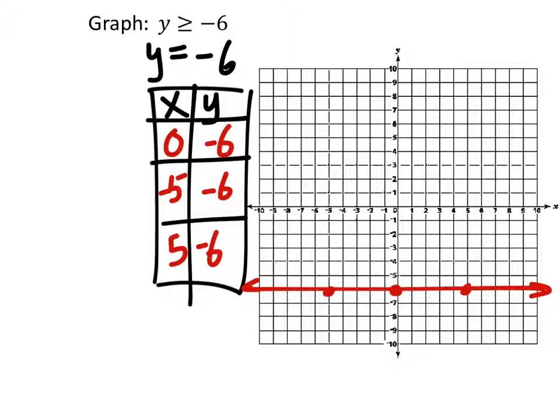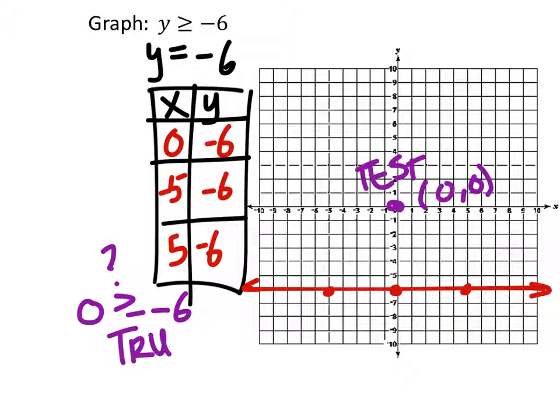This one does have the equal part to it, so I'm going to keep this a solid line. Next we'll test the point 0, 0. Now again, in this inequality, I only have a y value to replace. So I got y is greater than or equal to negative 6. But I've replaced the y with 0. This is a true statement. So I will be shading, I guess, above that line right there. There we go.